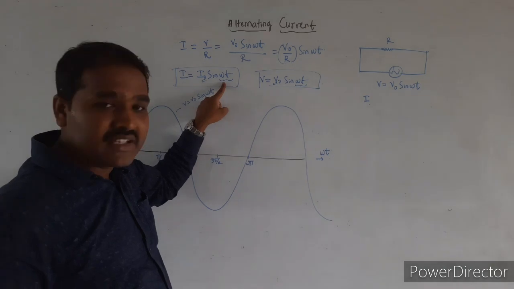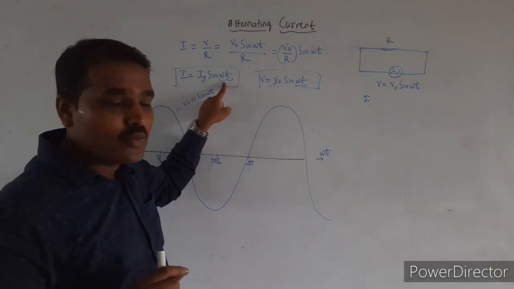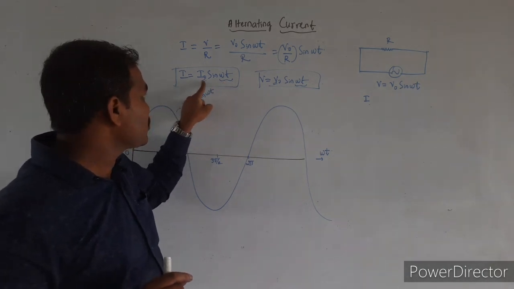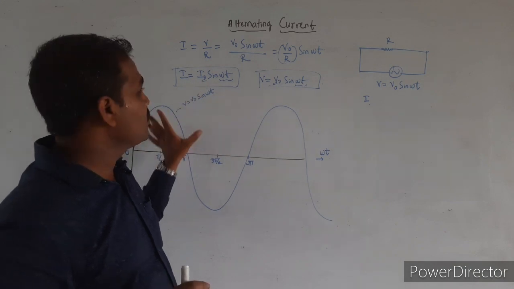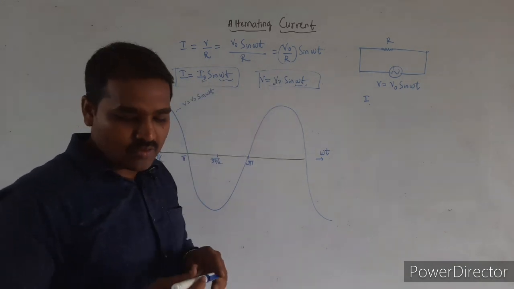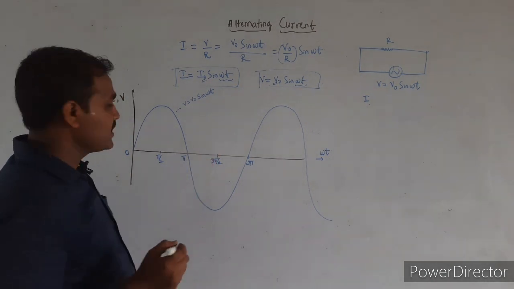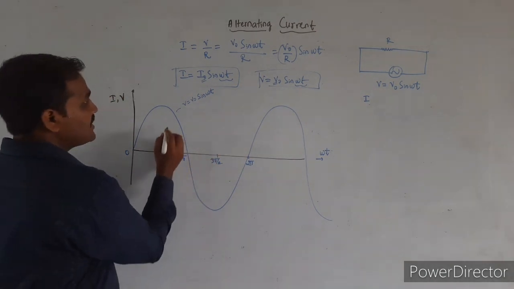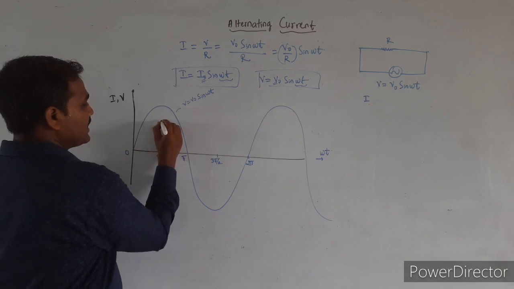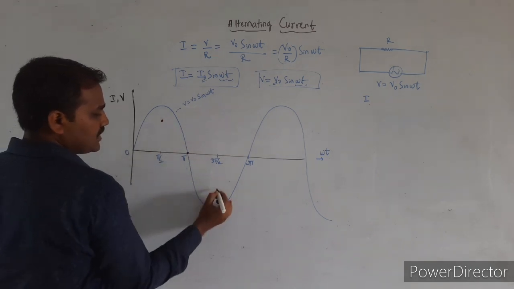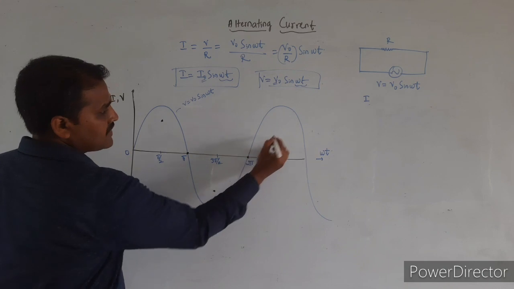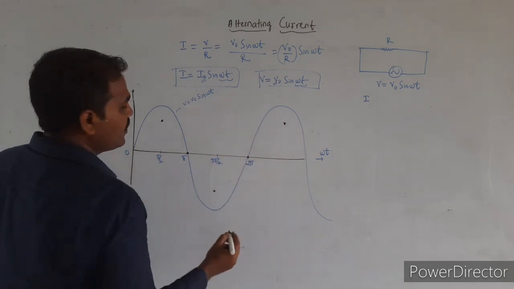Similarly, when omega t is equal to pi radians, or 180 degrees, current will also be equal to 0. So from both these equations we have to observe that both current and voltage are in phase with each other. So when omega t is equal to pi by 2, I should get the current also maximum. So these are the different values of currents at different values of phase angles.